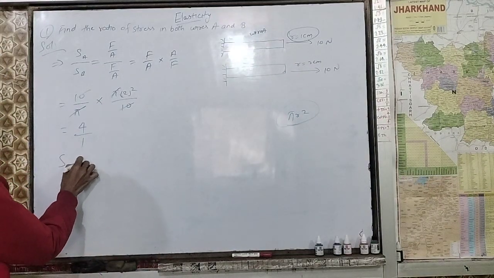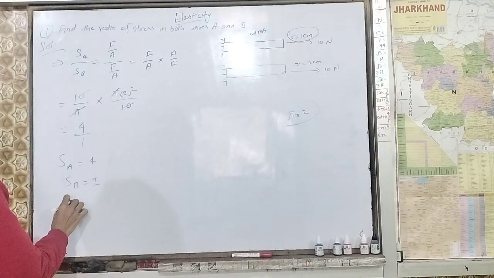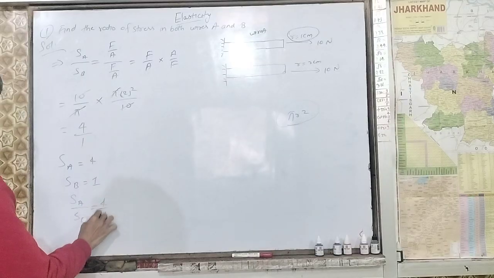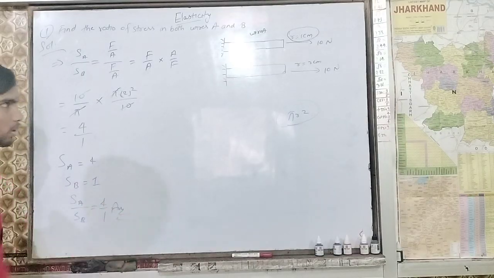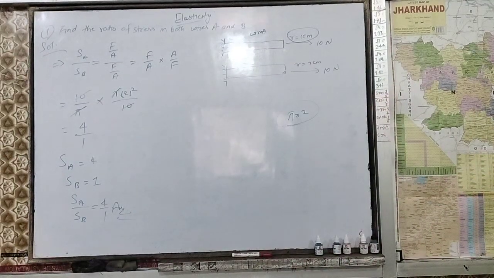So stress A is 4 and stress B is 1, and their ratio will be 4 upon 1. This is our final answer. That is how you will solve that kind of question. Don't make a mistake.